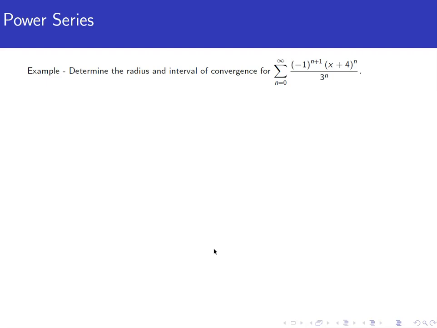Let's look at the radius and interval of convergence for the series, n equals 0 to infinity, of (-1) to the n+1 times (x+4) to the n over 3 to the n. This one is set up pretty well for a root test because we have things raised to the nth power, so let's use it. Could use the ratio test as well. There's nothing wrong with it. Since we have n power here, it seems fairly straightforward to use the root test.